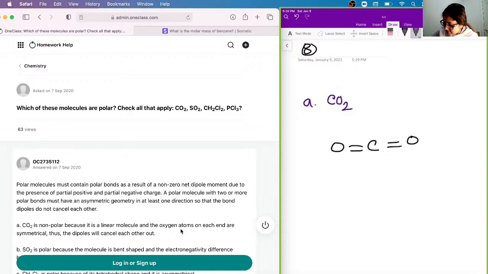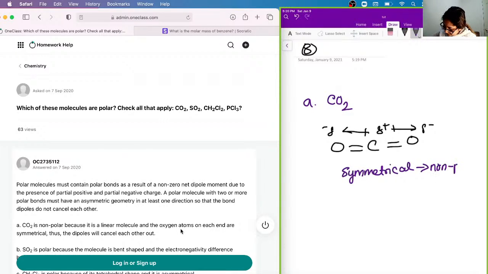And so the structure for this is O=C=O. As you can see, this is not asymmetric, this is symmetrical. So basically, this is your delta positive, and you can see how the vectors cancel out. So this is symmetrical, so this is nonpolar. So now let's see SO2.